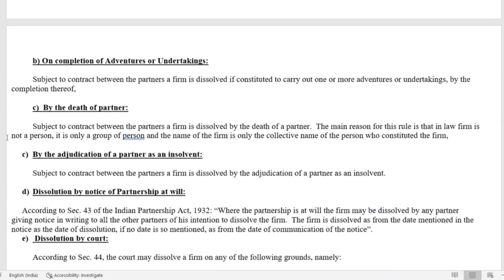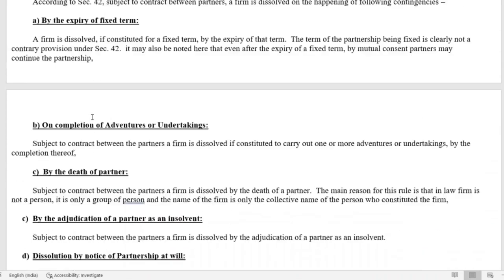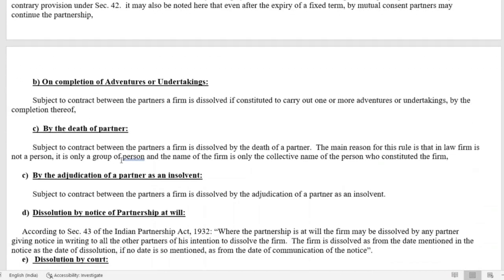Next one is the death of the partner. Nobody can know when death will strike any human being. That is the act of God, so nobody can expect or anticipate the death of any person. So the death of a partner becomes a contingency. Subject to contract between the partners, the firm is dissolved with the death of a partner. The main reason for this rule is that in law, a firm is not a person. It is only a group of persons, and the name of the firm is only the collective name of the persons who constituted the firm. This is the reason why, in the event of death of a partner, the partnership firm will be dissolved.